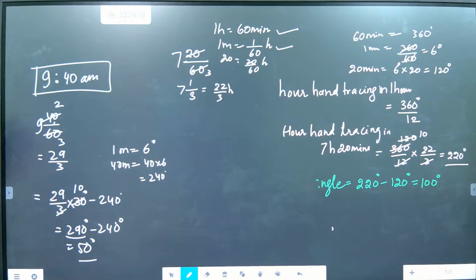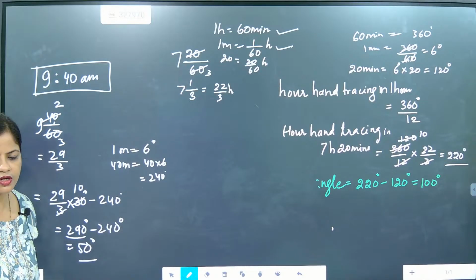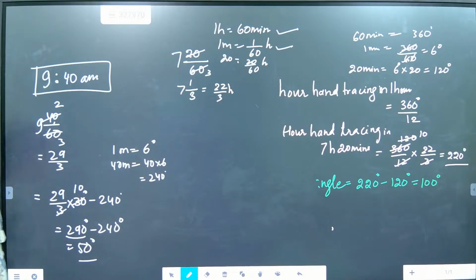Everybody understood? Come on, give me thumbs up. Just give me thumbs up in the chat box itself that you have understood it. The 50 degrees is the correct answer. Come on, beta. Sujata understood. Siddharth understood. Payosha understood.